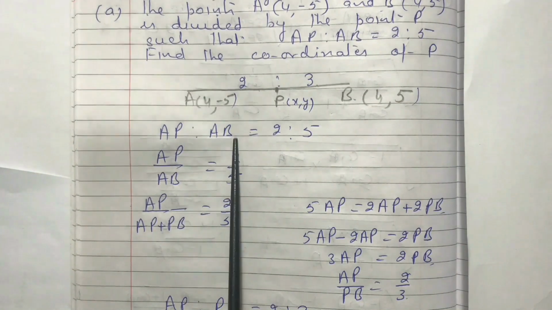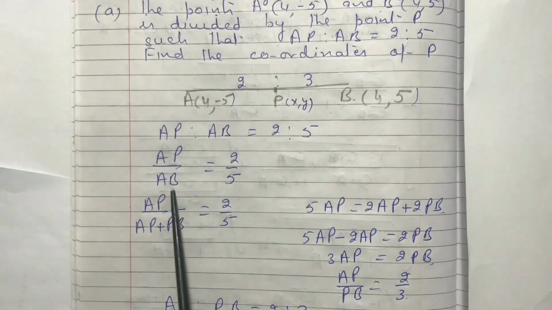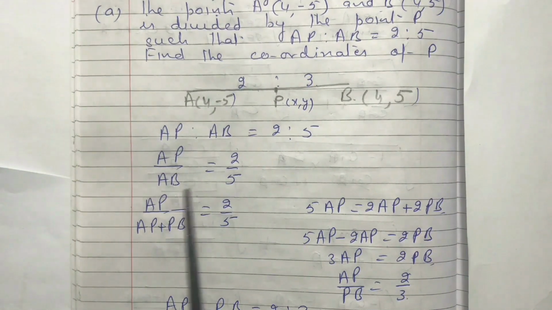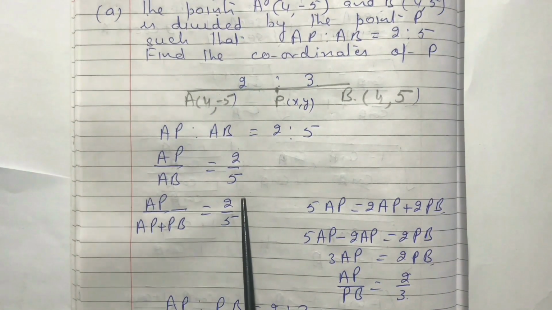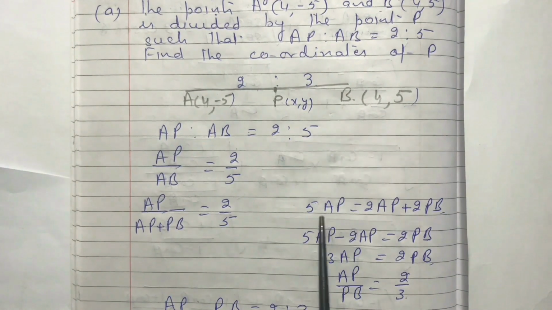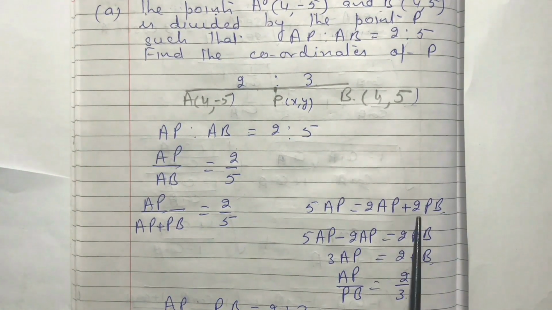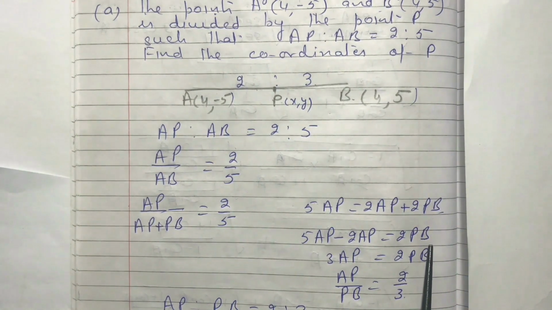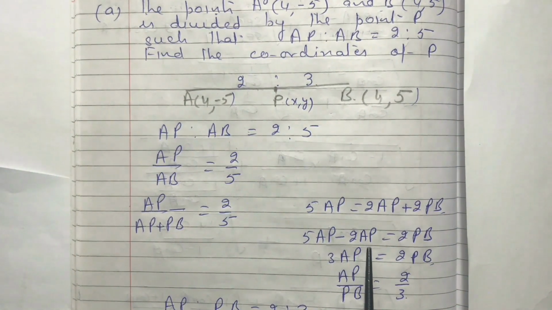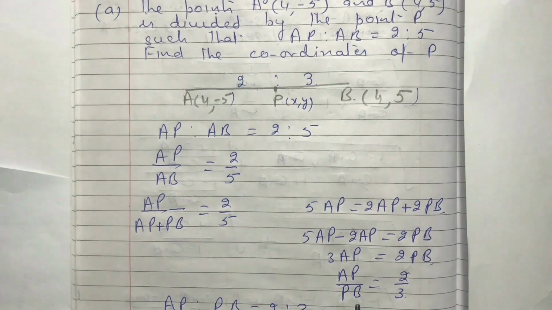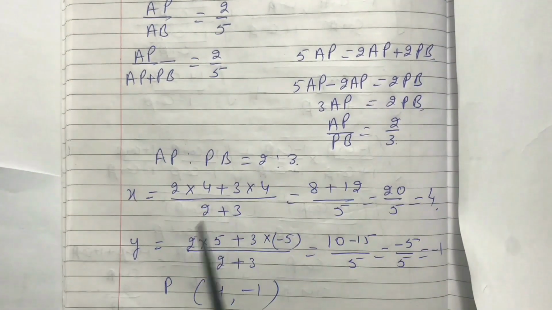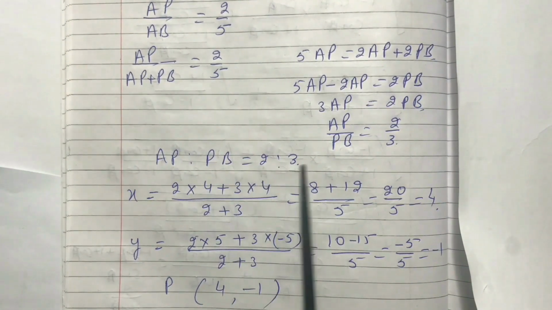Now AP ratio AB is 2:5. AP upon AB is equal to 2/5. AB can be written as AP plus PB, so AP upon AP plus PB is equal to 2/5. Cross multiply it, you will have 5AP is equal to 2AP plus 2PB. So take AP on one side and PB on another side. So 5AP minus 2AP is equal to 2PB. 3AP is equal to 2PB. So AP upon PB is equal to 2/3. So AP ratio PB is 2:3.